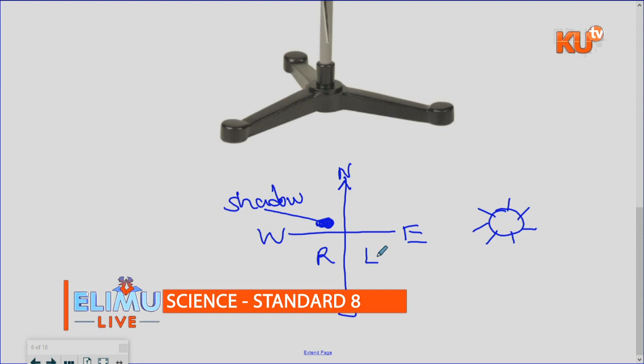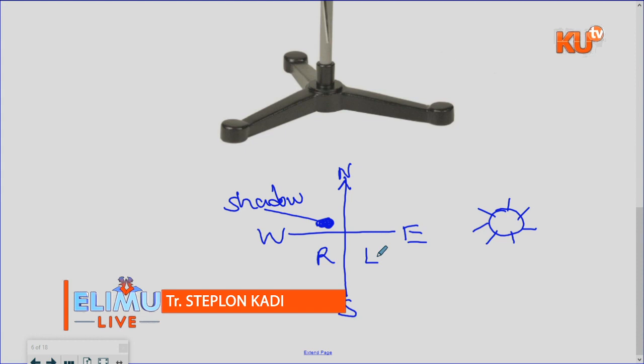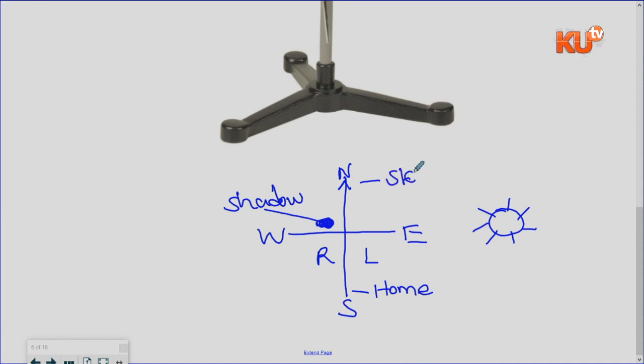Now you come back to your question. Mary was walking to school one morning and she realized her shadow was on the right side. What was the direction of the school from home? So she was coming from home to school. Home will be this side because she's going to school, and then this side will be school, such that the shadow should be on the right side. So this is school. So we have school towards the northern side.